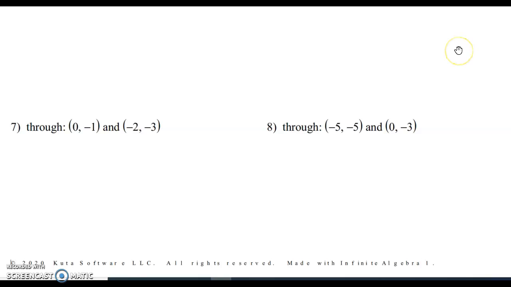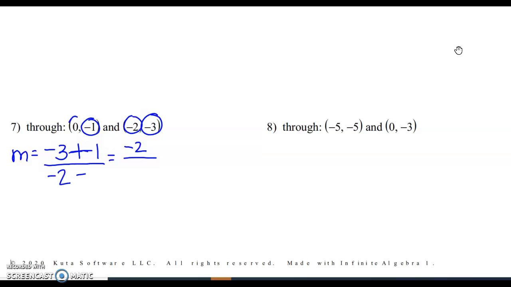More practice on the last two. We first have to find the slope. So slope equals y2 is -3 minus y1 is -1. -3 minus a -1 is like -3 plus 1, which is -2. Over x2 is -2 minus x1 is 0. So -2 minus 0 is -2. Reduce, -2 over -2 is 1. Pick a point. Either one will do. I'm just going to go with the first one.